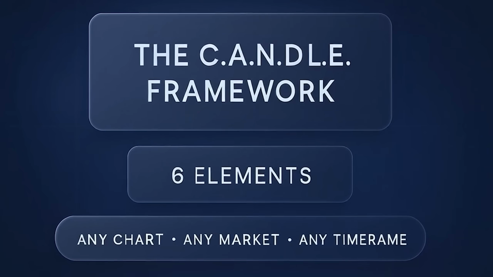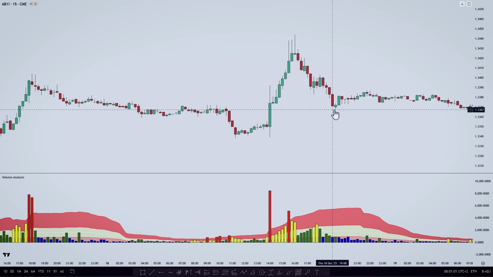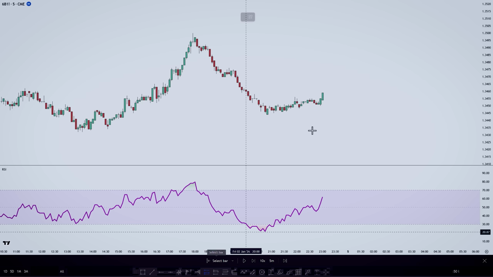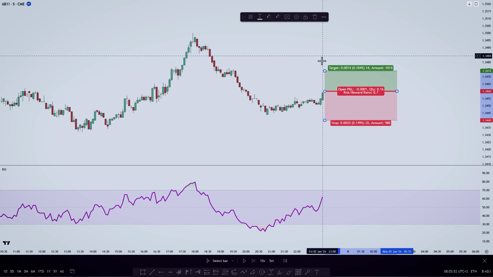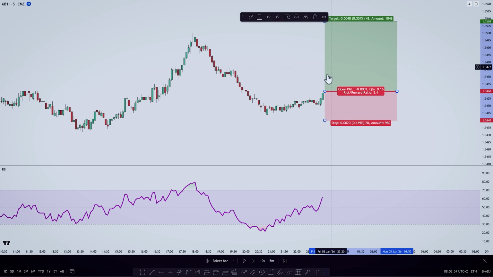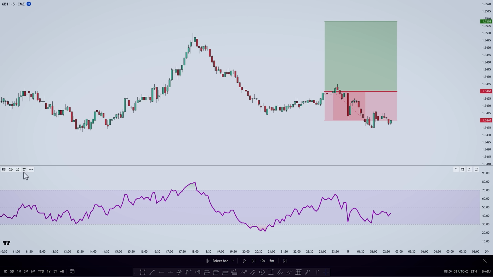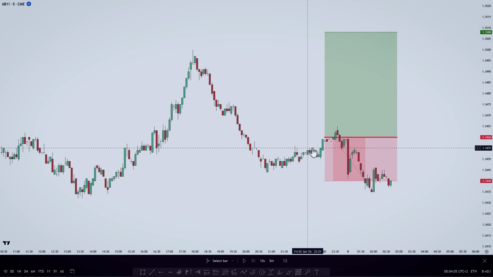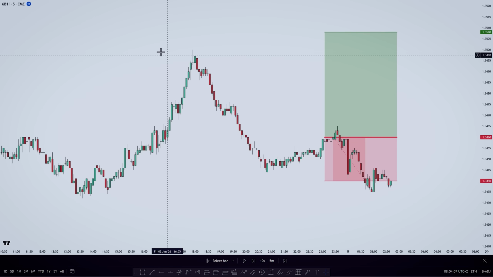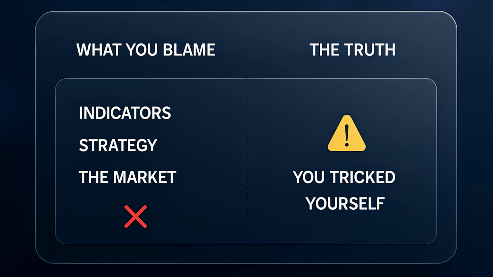6 elements that work on any chart, any market, any time frame. Let's go. Most traders get destroyed because of one mistake. They zoom into a 5-minute chart. They see a perfect setup and they take the trade, and the market immediately crushes them. Then they blame the indicator, they blame the strategy, they blame the market. But the market didn't trick them, they tricked themselves.